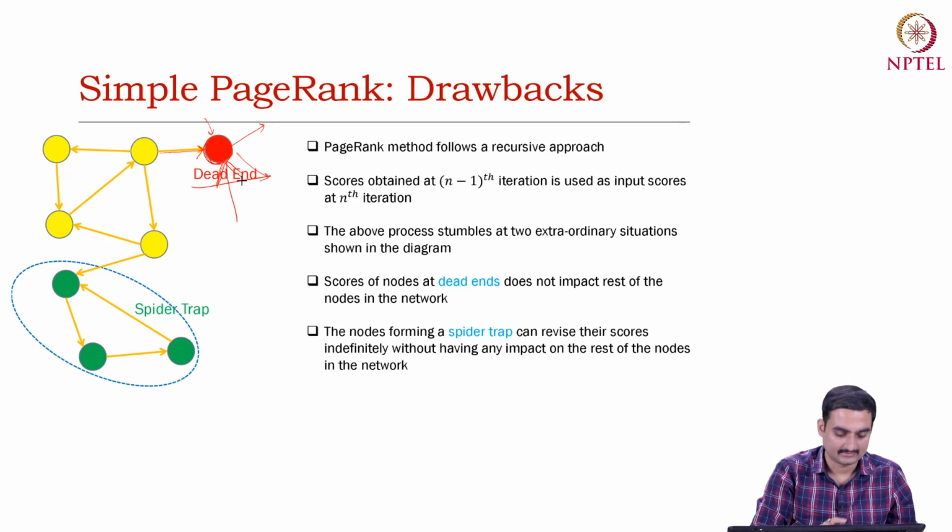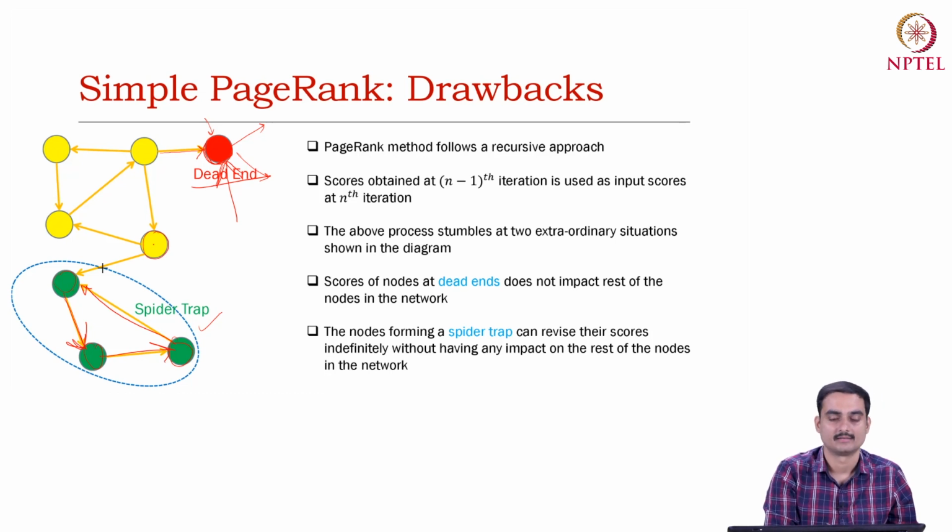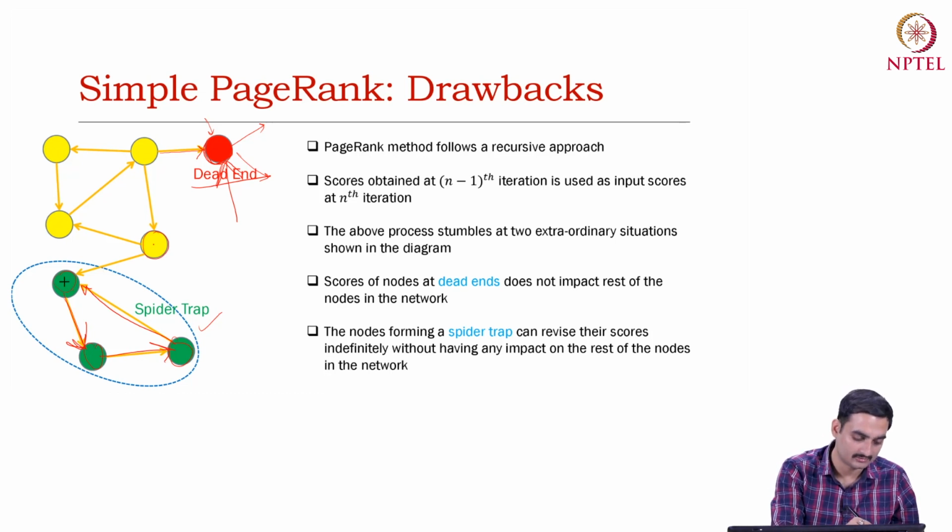The second problem is called a spider trap. Let's look at this structure. You move from this node to this node, and then when you come here, there is only one outward edge, forward edge. So you move through this, you come here, you move through this, you come here, you move through this, come here, and you basically keep on rotating, circulating within this structure.